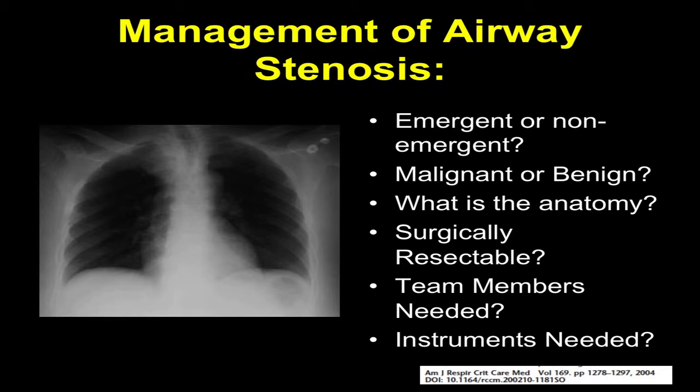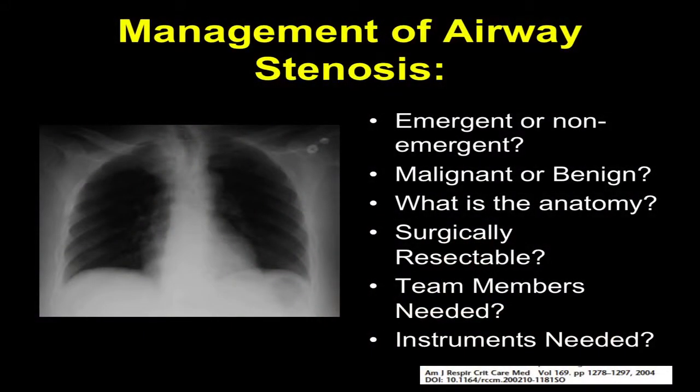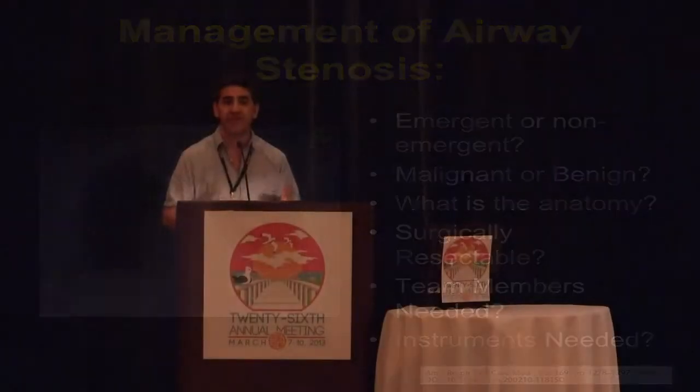Is this a patient who has a malignant problem, or is this benign? And I say benign in quotation marks because a lot of the benign stenosis that we see are truly malignant in nature in terms of what they can do. They can be life-threatening even if they're non-malignant. What is the anatomy? And again, a chest x-ray doesn't give you a lot in terms of the anatomy, but what is the anatomy of the lesion? How we approach it really depends upon the delineations of the anatomical boundaries of the stenosis.